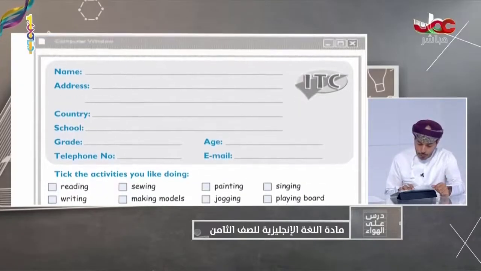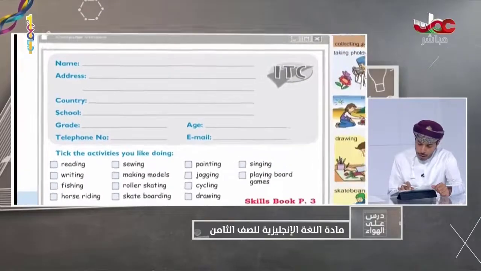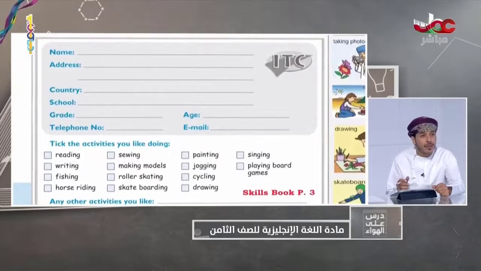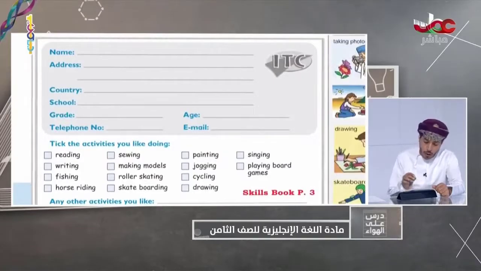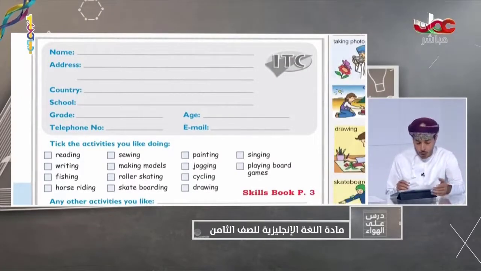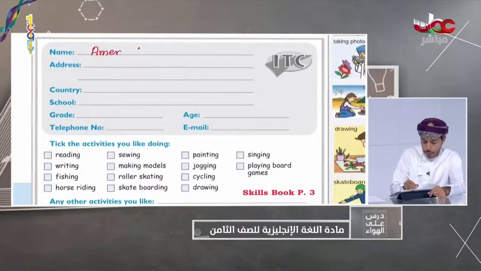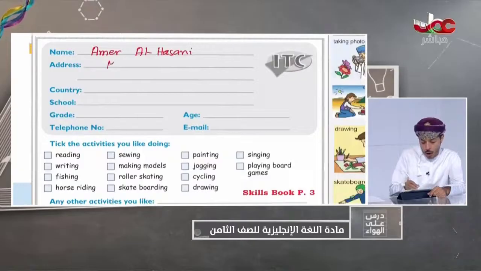So in this one, and because this group is talking about more time activities, so you are going to write some information about yourself. For example, you can start in this way. For example, and you should write your own name. Okay, and here you can write your address, for example.